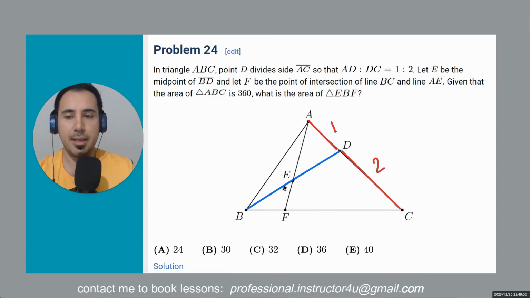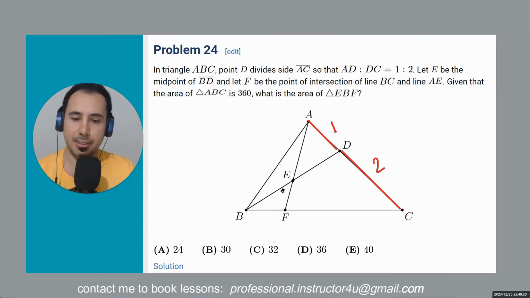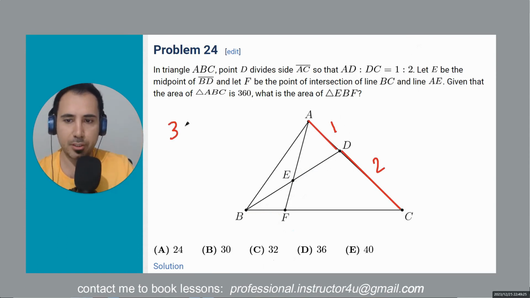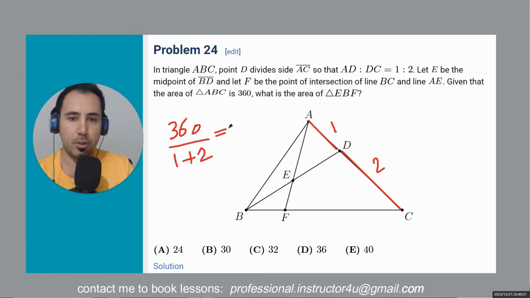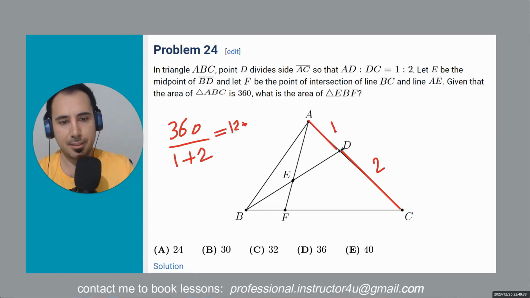Okay, not very important. Given that the area of ABC is 360, what is the area of EBF? So we're looking for this area over here. Okay, let's go and do that. So we know 360, and we're going to divide it in ratio 1 and 2. So 360 divided by 1 plus 2 is going to be 120. So what does that mean? The area of this is 120.